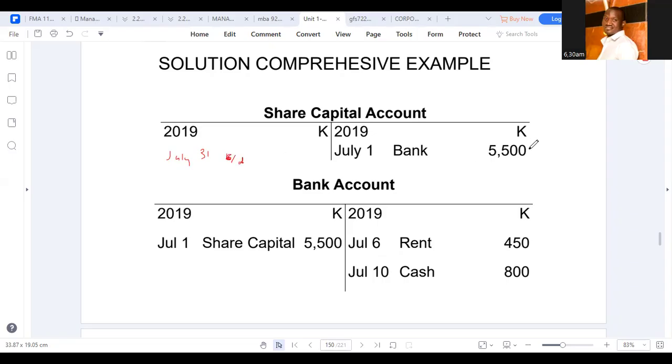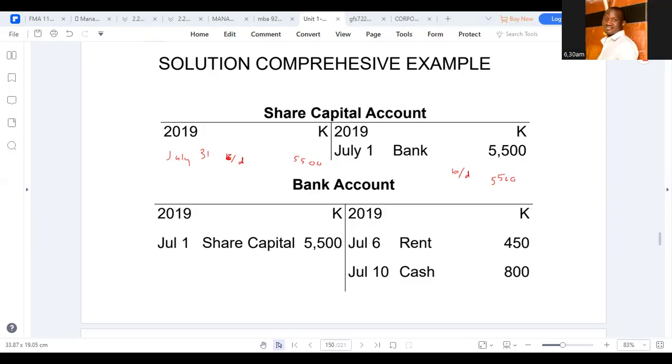What is on the left side should be equal to what is on the right side. So we have 5,500. So here, 5,500. Then this is what will go to the opposite account here as the balance brought down. That is 5,500. So meaning the capital account in the trial balance will have a what? A credit balance. That's the closing balance there.